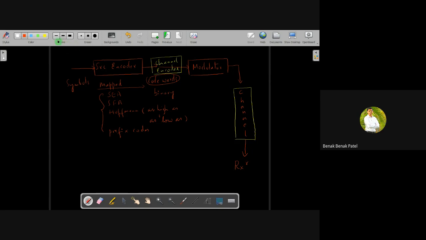So back in our receiver section, what all blocks do we have? Right after this, we have the demodulator block, and right after the demodulator block, we have one more unit that works in the exact opposite manner to the channel encoder, and we call that block the channel decoder. And next we have the source decoder.